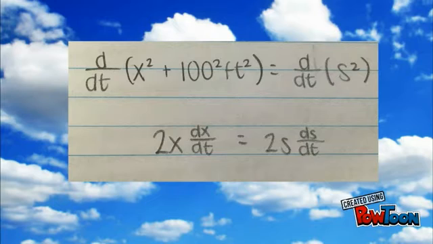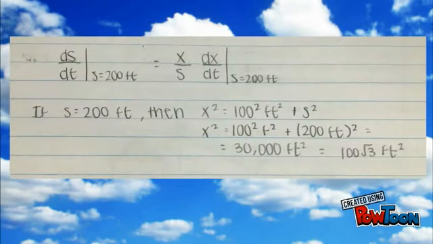Because 100 squared feet squared is a constant, that leaves us with 2x times dx/dt equaling 2s times ds/dt. Solving for ds/dt, we find that ds/dt is equal to x over s times dx/dt. Now we know that s equals 200 feet, but using the Pythagorean theorem to solve for x, we find that x equals 100 root 3 feet when s equals 200 feet.